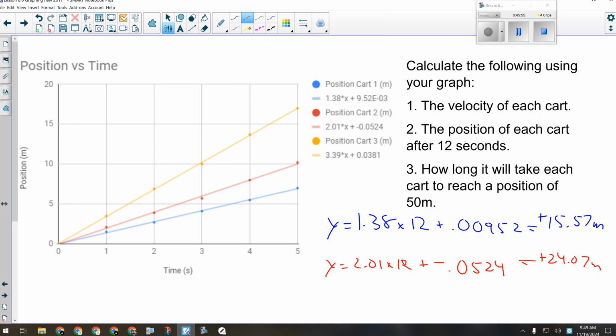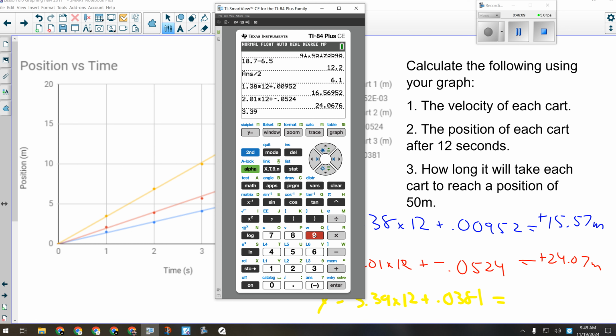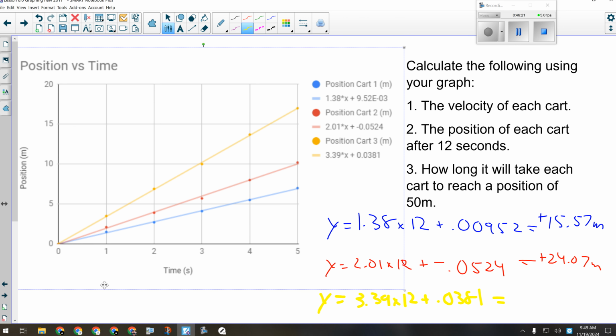Okay, and then for the last one, y is going to equal 3.39 times 12 plus 0.0381. Okay, so it's going to be at a final position of 40.72 positive. Okay, do those numbers make sense? Does it make sense that the fastest cart should go the furthest? Yes, absolutely, in the same amount of time. Okay, those answers make total sense.